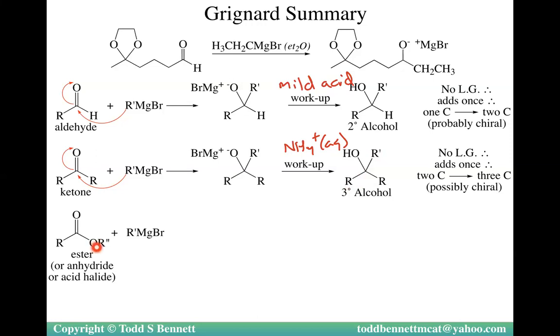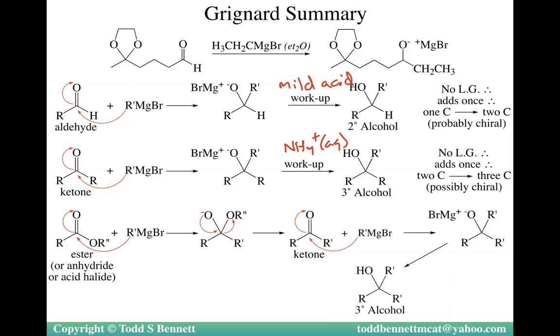Okay, ester, we've done this as well. Has a leaving group. Note that it could also be an anhydride, which is an O with another carbonyl and an R, or an acid halide, such as an acid chloride with a Cl or acid bromide with a Br. As long as I have a leaving group, this can add twice. Once through substitution, where you get a ketone, and then to that ketone, it can add a second time. And so because you have a leaving group, it adds twice. So you end up going from 1 carbon to 3 carbons. You get a tertiary alcohol, and it can never be chiral because you add 2 identical groups. So because you had 2 identical groups, not chiral at all.